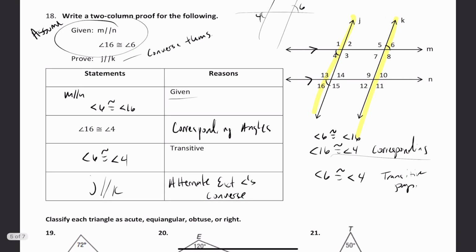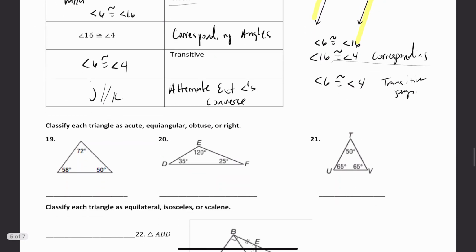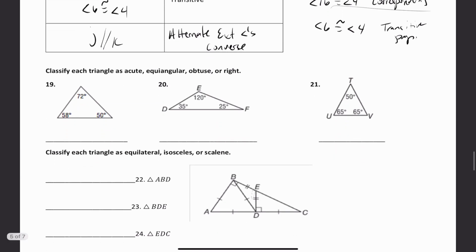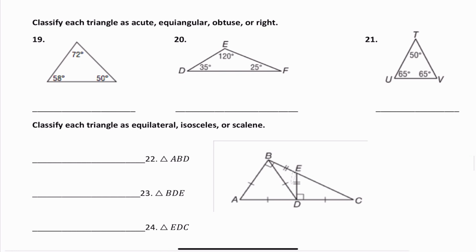My apologies if this didn't make any sense, but it was basically trying to prove that these lines are parallel, right? And if you can see that those two angles are congruent, then use one of the converse theorems to prove that the lines are parallel. Let's go ahead and take a look at this one.